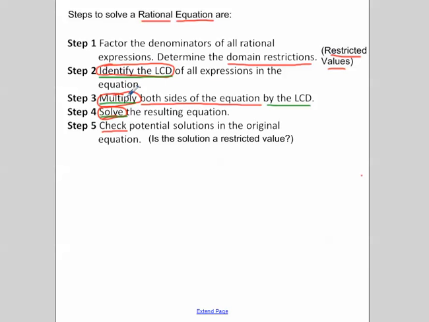Then we've got to multiply. Step number two, or the important next step, is to multiply all terms in the equation by the lowest common denominator. Step number four, then you should have a simpler equation to work with, and you can solve the resulting equation. Then we've got to check the potential solutions in the original equation. Essentially, is the solution a restricted value?